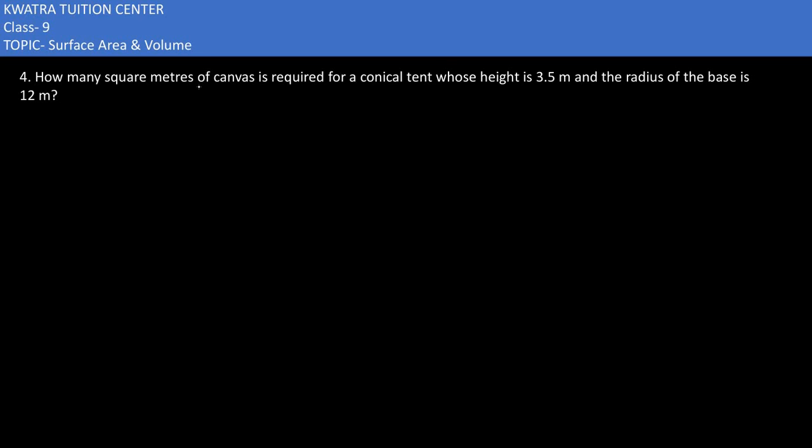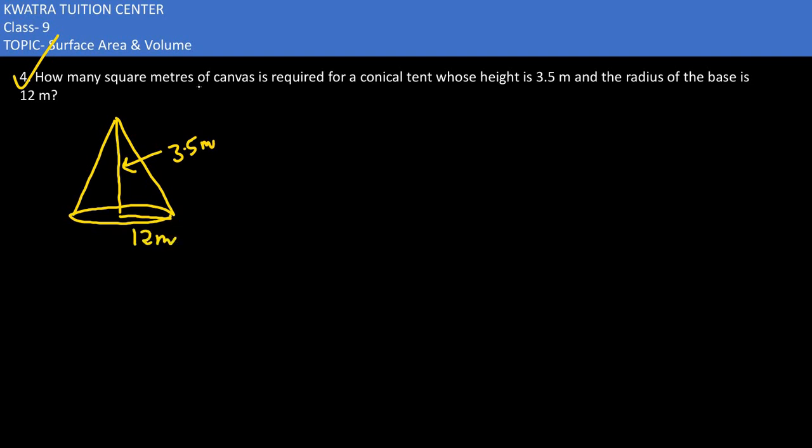Here in the fourth part it says how many square meters of canvas is required for a conical tent whose height is 3.5 meter and radius of the base is 12 meter. Height कितनी mention की हुई है यहाँ पे हमें? It is about 3.5 meter. Secondly हमें radius of base कितना दिया हुआ है? It is given as 12 meter.